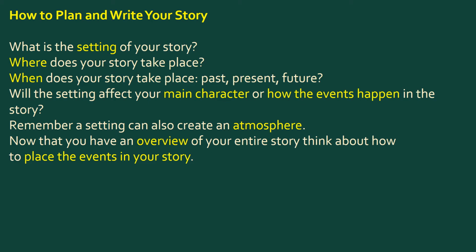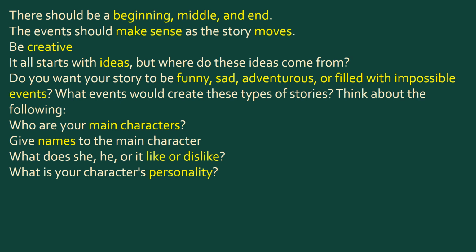And now that you have an overview of your entire story, you should think about how to place your events in the story. So which happens first and which comes next and what happens in the end. So there should be a beginning, a middle, and an end to your story. The events should also make sense as the story moves. Remember to be creative. It all starts with ideas, but where do these ideas come from? So they come from your daily life. Remember to read more, for example, stories or books, novels, newspaper articles. These all give you ideas which you can use in your writing.